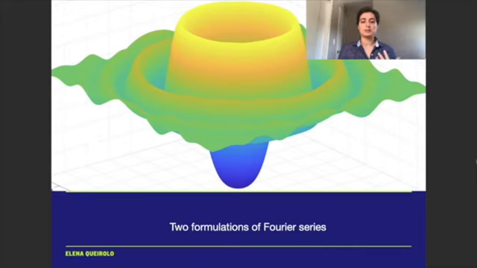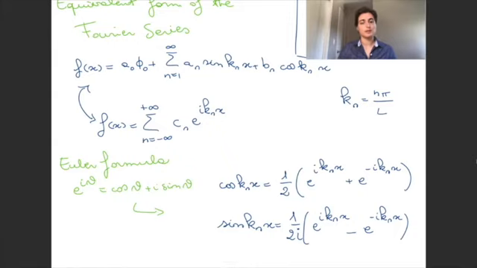Let's look at two possible formulations of the Fourier series on top of what we have just seen. The first formulation is the one that we have built from the eigenfunctions. We have found the eigenfunctions sine kₙx and cosine kₙx with kₙ equals nπ over L. And I'm going to claim that this is the same thing as having an infinite sum from minus infinity to plus infinity of cₙ times the exponential of the imaginary number times kₙ times x.